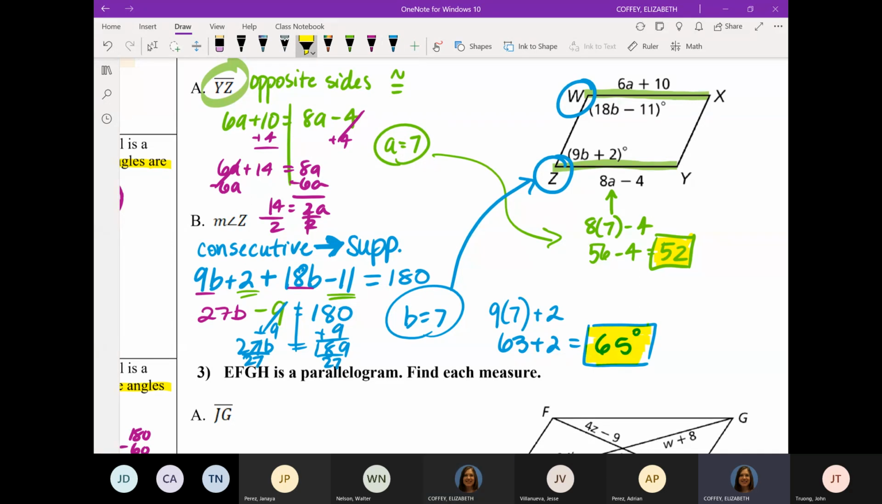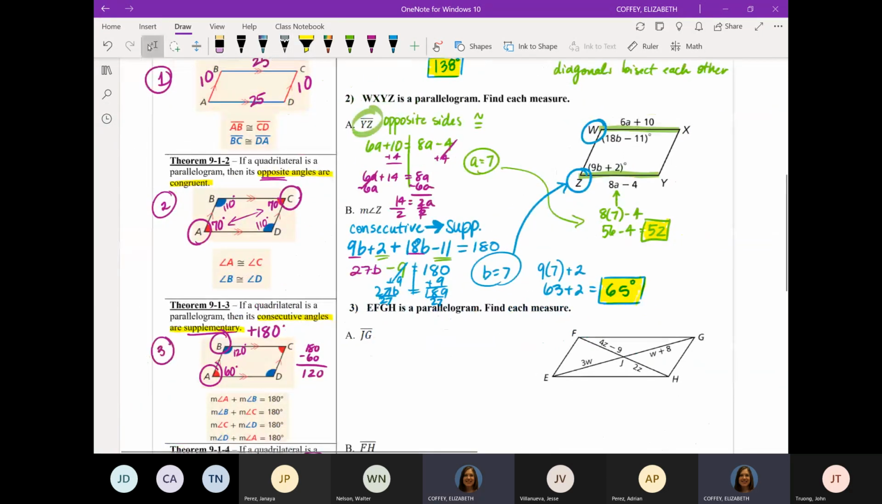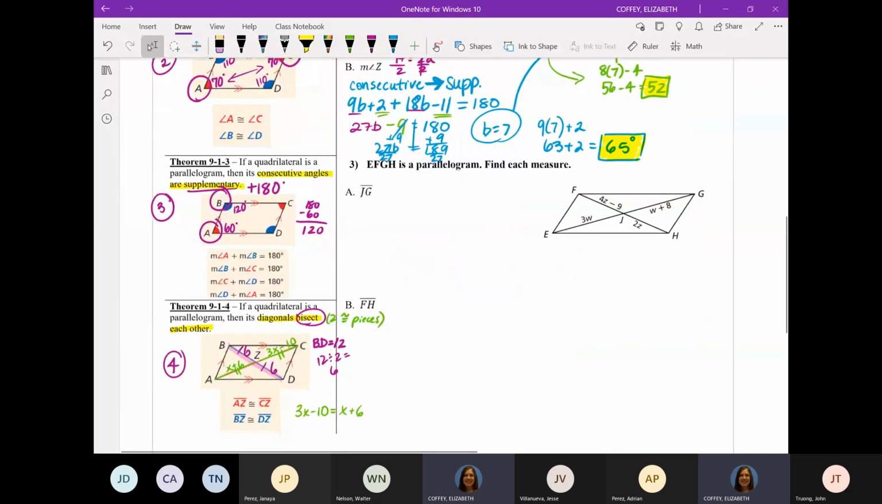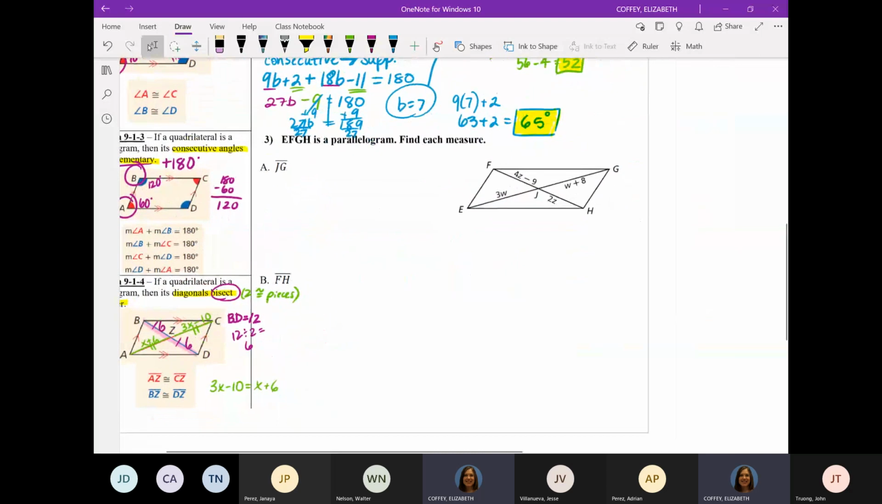Okay? All right. Last one, ready for the last one? Last one, super duper easy, okay? Here we go. Let's finish this so we can finish our homework for tonight. Wouldn't that be awesome? Yes.